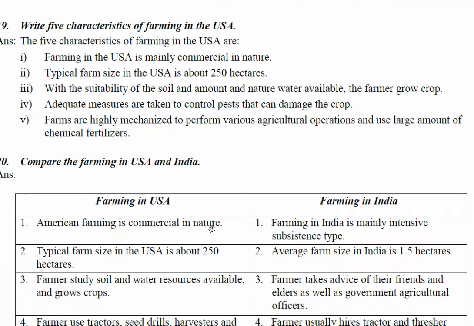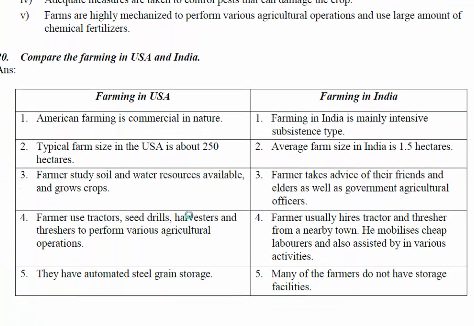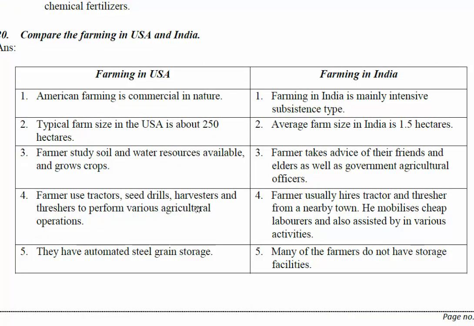Okay, so let us compare the farming of USA and India. American farming is commercial in nature. India is mainly intensive subsistence type. Intensive means not commercial. Subsistence for family consumption. Typical farm size in USA is about 250 hectares. Average farm size in India is 1.5 hectares.